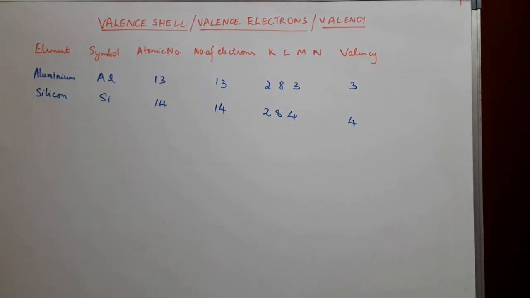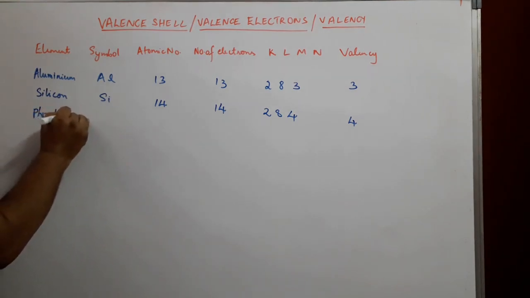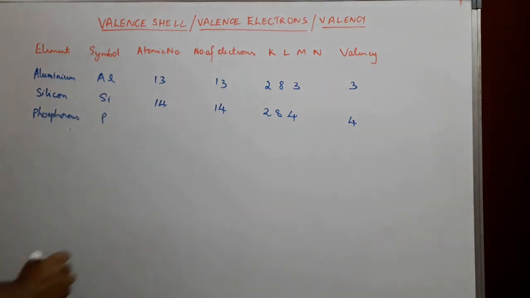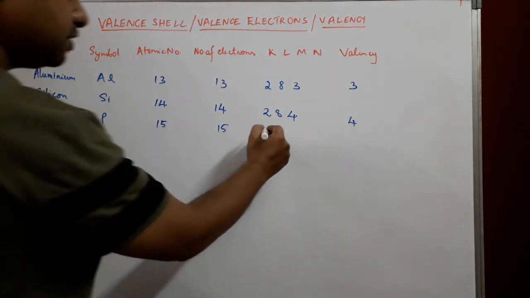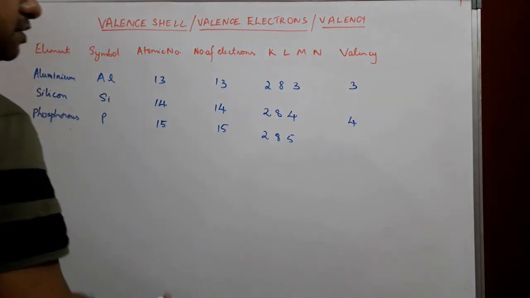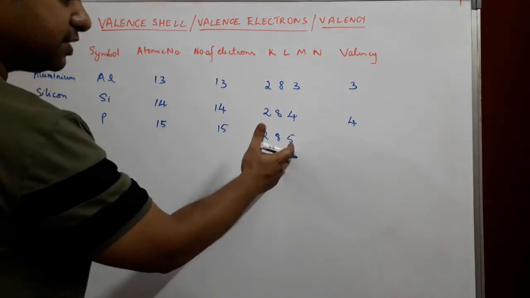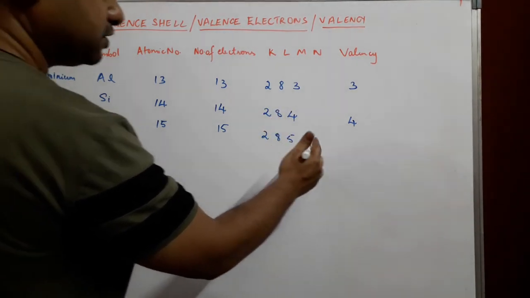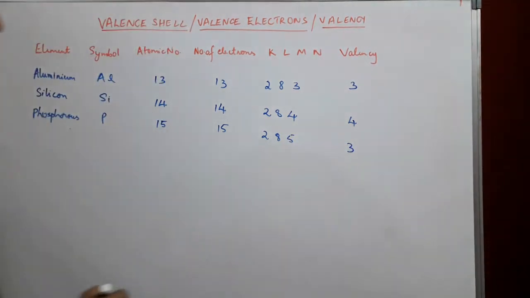After silicon, we have phosphorus at number 15. So we have phosphorus. Symbol is P. Atomic number 15, number of electrons 15. So 2, 8, 5. Okay. So it is easier for phosphorus to gain 3 electrons rather than lose 5 electrons. Hence it has a valency of 3.